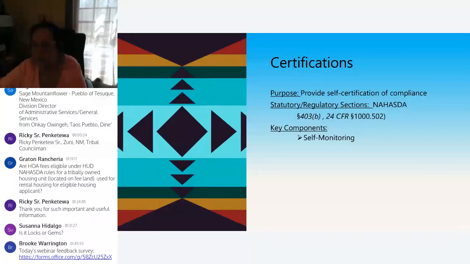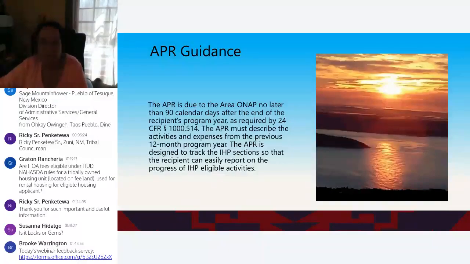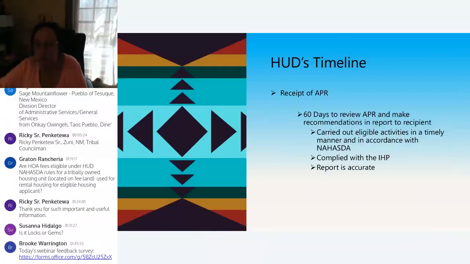And you did your self-monitoring. Okay. Adequate insurance, policies in effect, same ones that we discussed during the IHP. So your APR is due to your EWONAP no longer than 90 calendar days after the end of your program year. Okay. You have to describe your activities, your expenses from your previous 12-month program year. It's designed to track all your IHP sections so you can report on the process of your eligible activities.